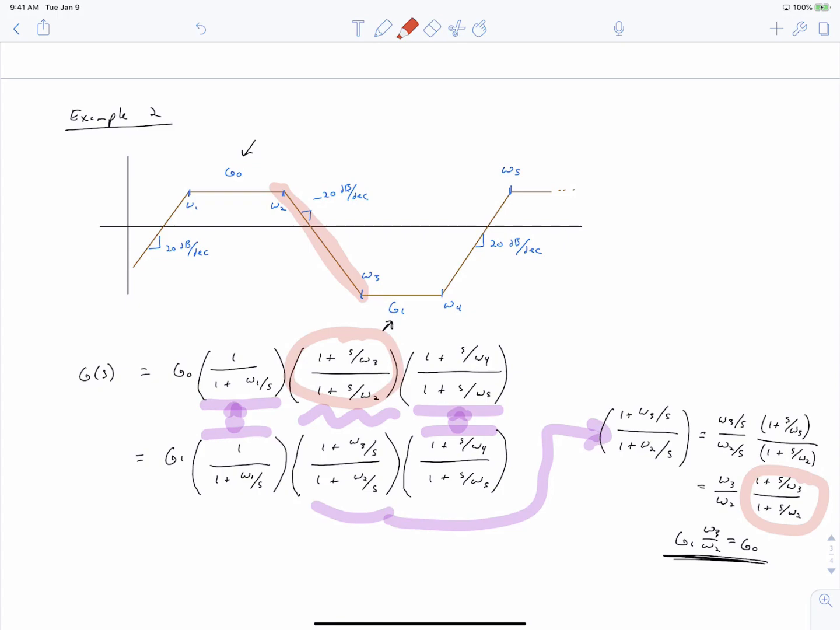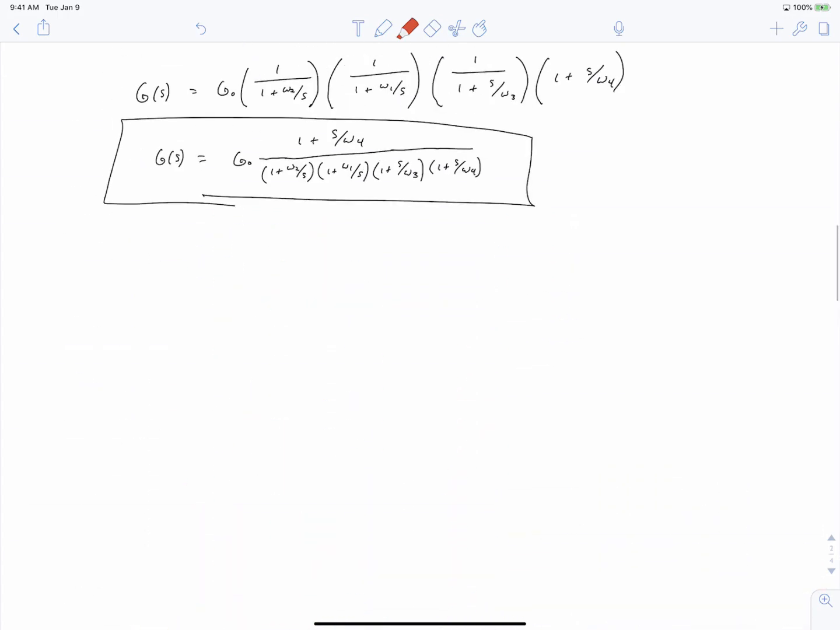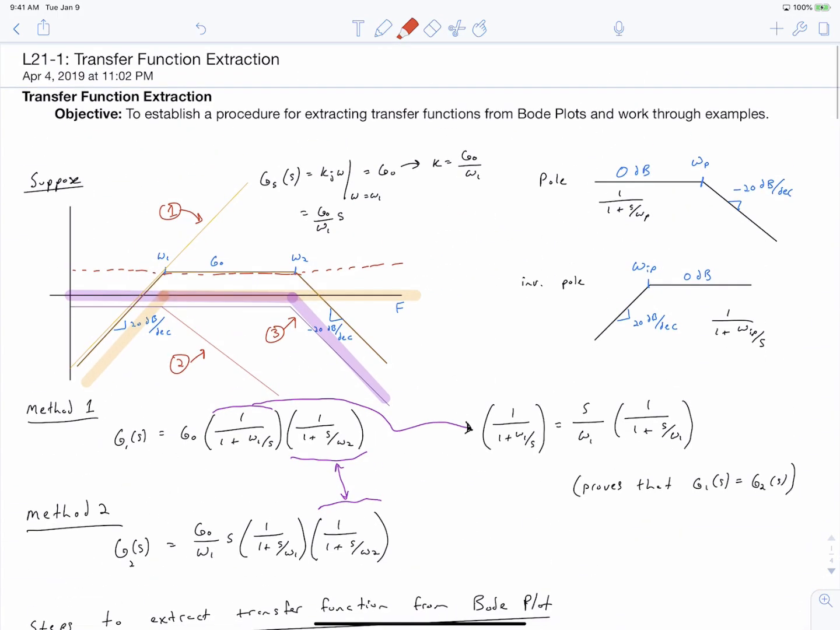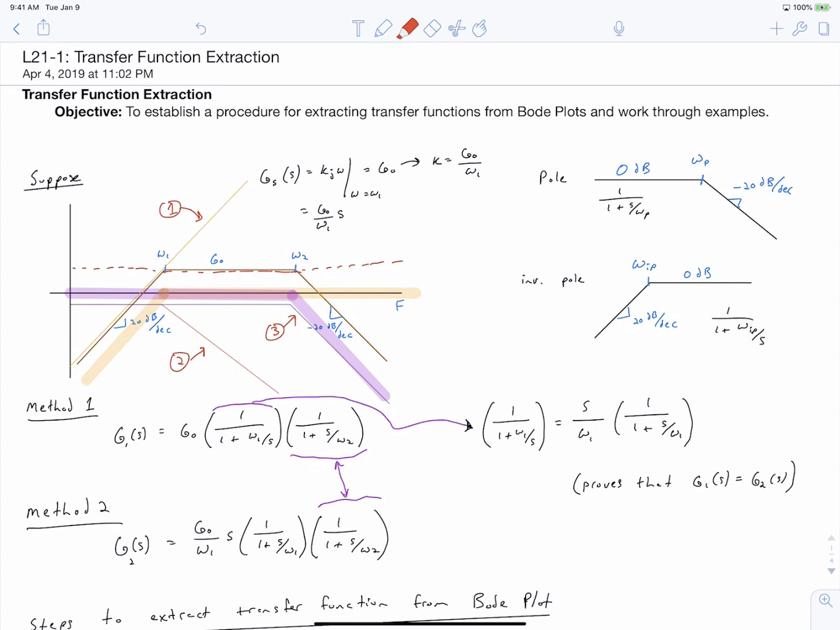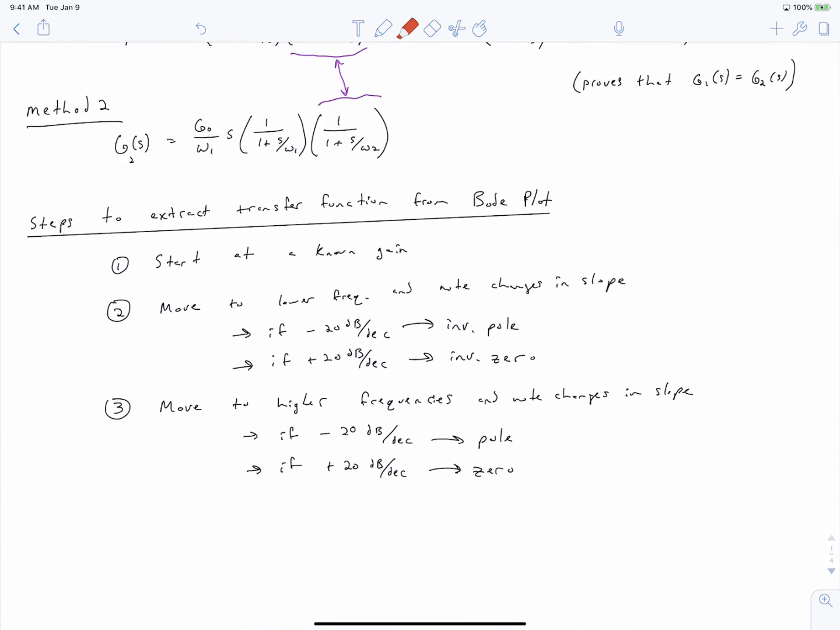So in summary, we have worked on establishing a procedure for extracting transfer functions from Bode plots, and then worked through some exercises on using this procedure. Our procedure is a set of steps that we've outlined right here. It's a useful engineering tool for design analysis of regulators and closed-loop regulator design.